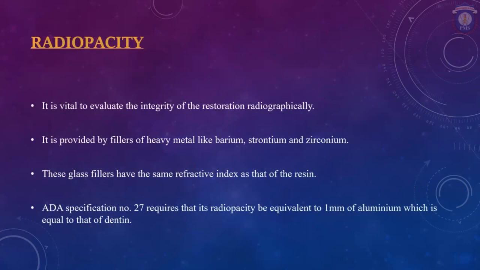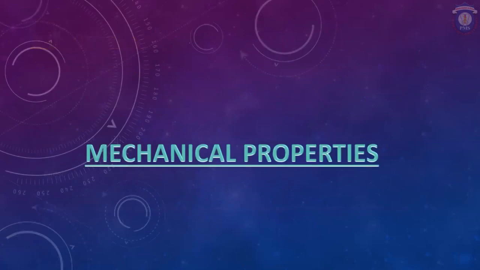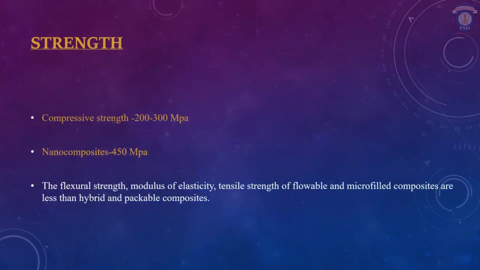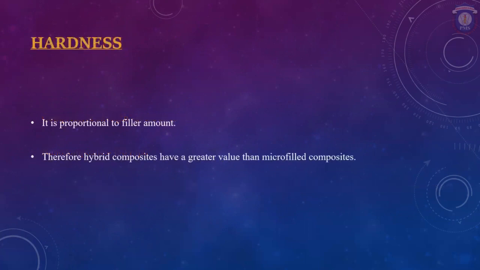Radiopacity. ADA specification number 27 requires that its radiopacity be equivalent to 1 millimeter of aluminum, which is equal to that of dentin. It is vital to evaluate the integrity of the restoration radiographically, and this is provided by fillers of heavy metals like barium, strontium, and zirconium. Coming to the mechanical properties of composite, it has a composite strength of 200 to 300 megapascal. Nanocomposites have strength ranges leading up to 450 megapascal.